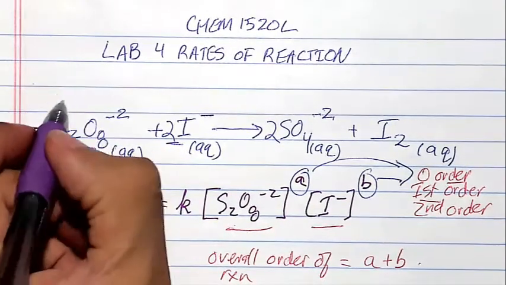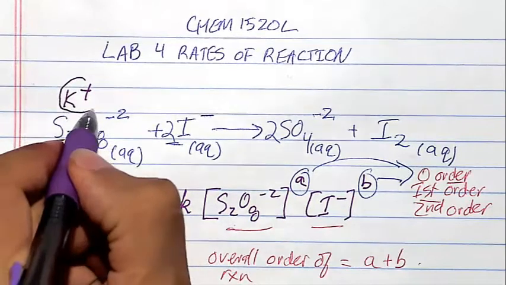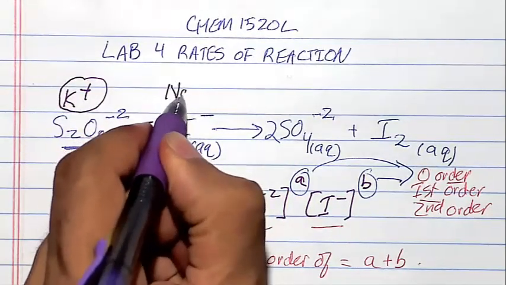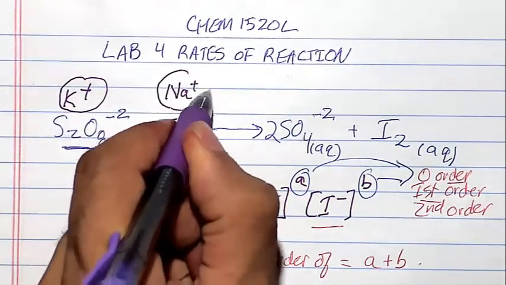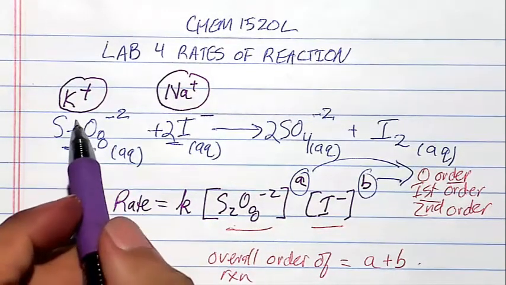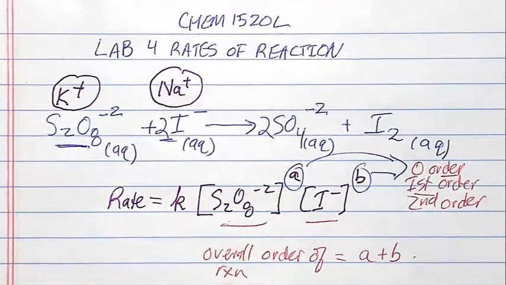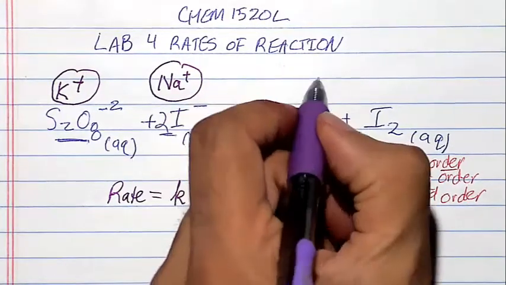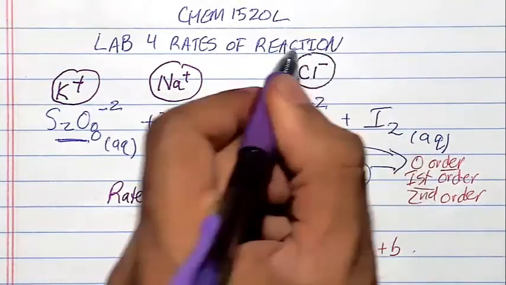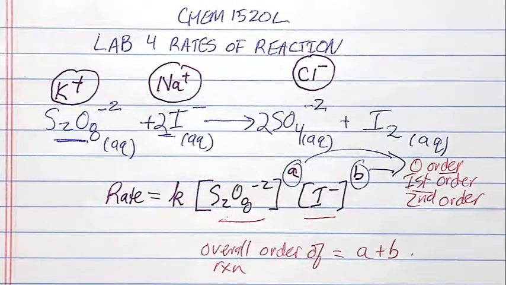A couple of comments. You have potassium persulfate. The potassium is just a counter ion. And you'll have sodium iodide. The sodium ion is just a counter ion. So if you see any counter ions such as K+ or Na+, they really don't play a role in this reaction. You'll also see Cl-. That is another counter ion that really doesn't play a role. These counter ions just make sure there's not too much negative charge and not too much positive charge when you do this reaction.